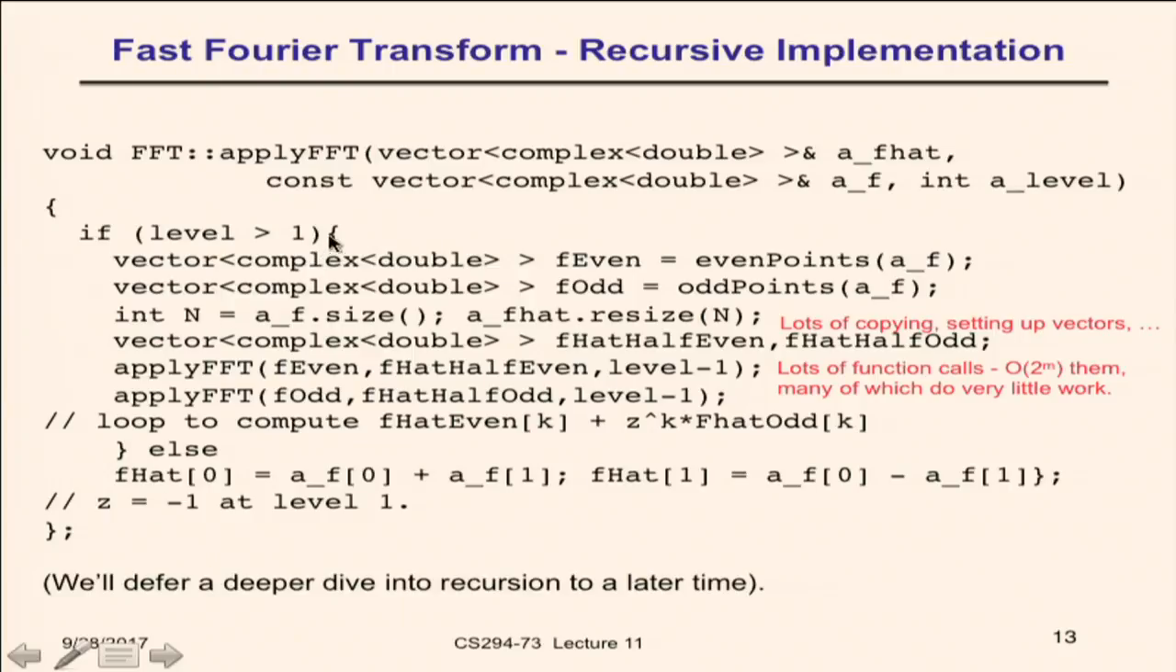Now, if level is equal to 1, then I'm down to the 2 by 2 case. And the 2 by 2 case is really easy. It's the same formula, but you can actually write out what the formula is. It's f of 0 plus f of 1, f of 0 minus f of 1. That gives you the even and odd. So for a 2 case, the even is the 0th coefficient, the odd is the 1 coefficient, and z to the k is equal to minus 1.